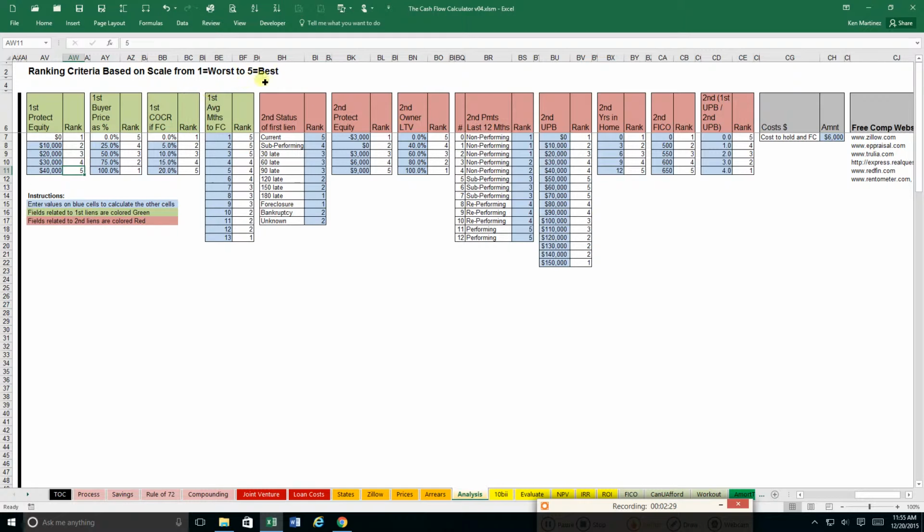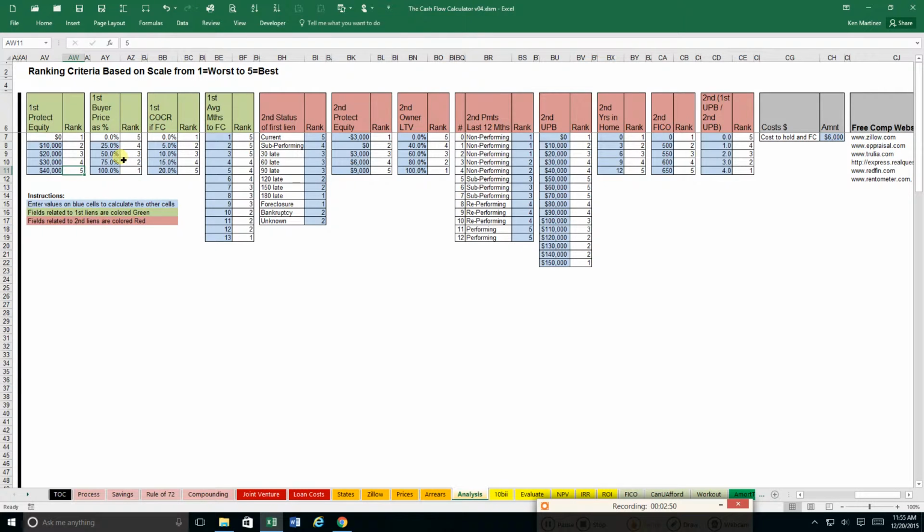Again, everything is from 1 to 5, 1 worst, 5 best, higher score, better. So the more equity, obviously, when you buy a first loan, the better. But if you want to change it, you're more than welcome to change it or leave what I have here now. That's how these categories are going to work. They're going to get a point system from 1 to 5.